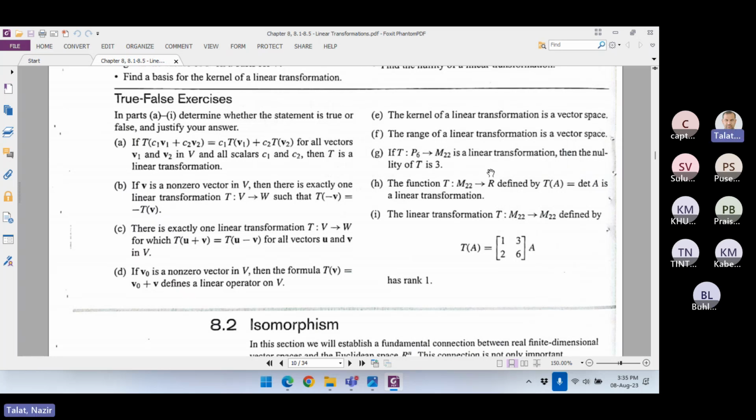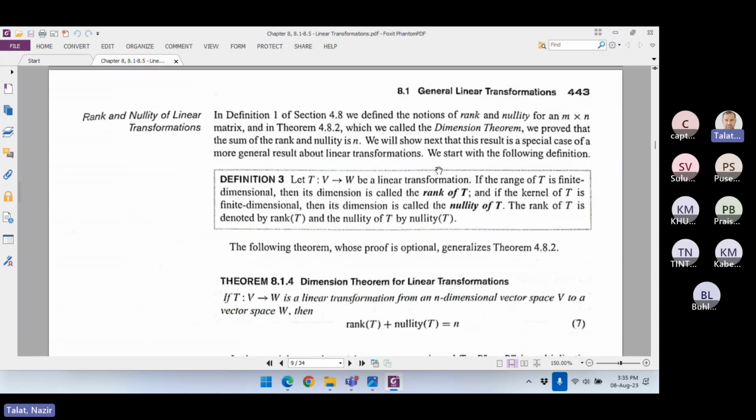It means the nullity will be 3 and the rank is 4. 7 minus 4 is 3. That means it is true. This statement is true because 7 minus 4 makes 3, and it is based on this important formula: nullity plus rank is equal to n.